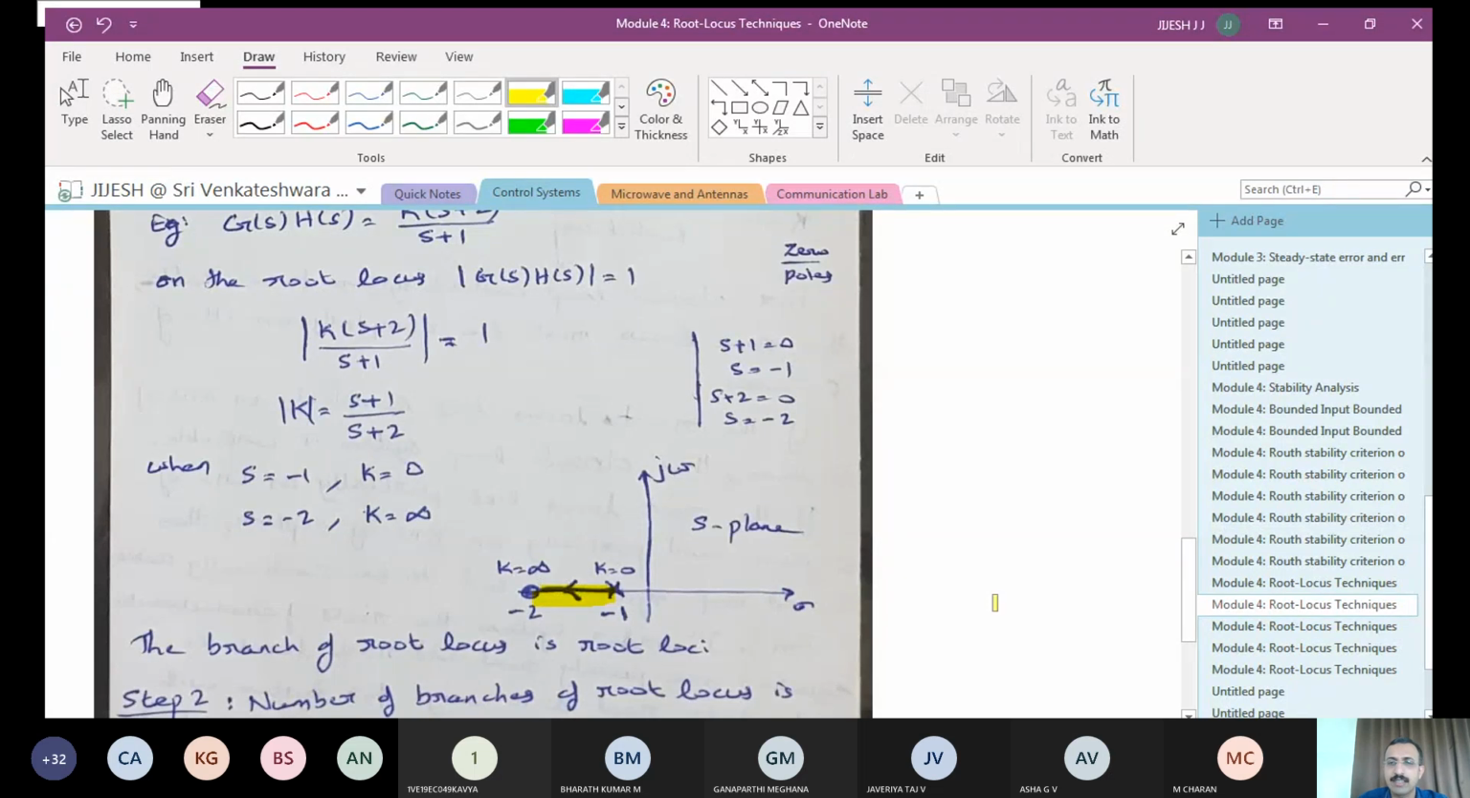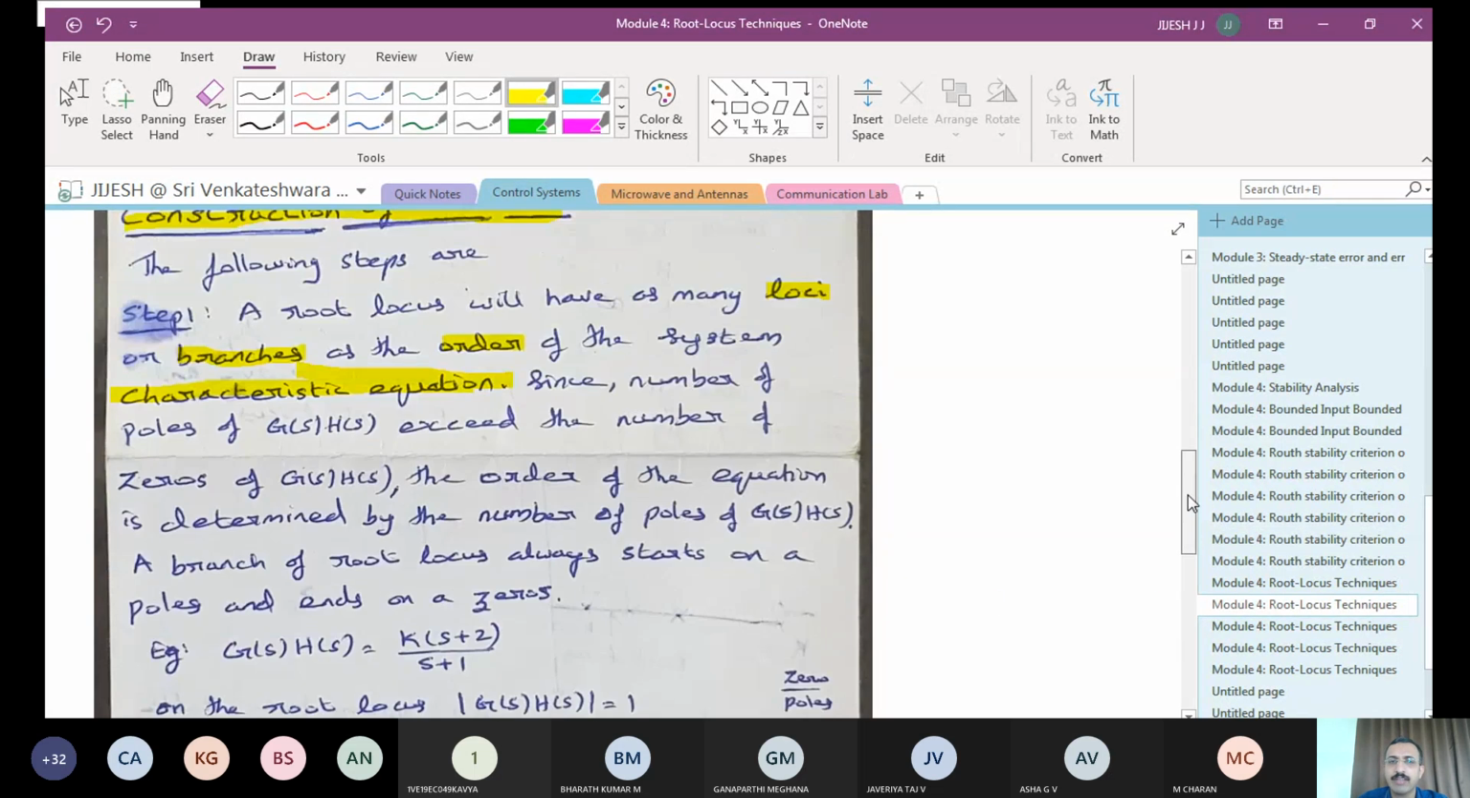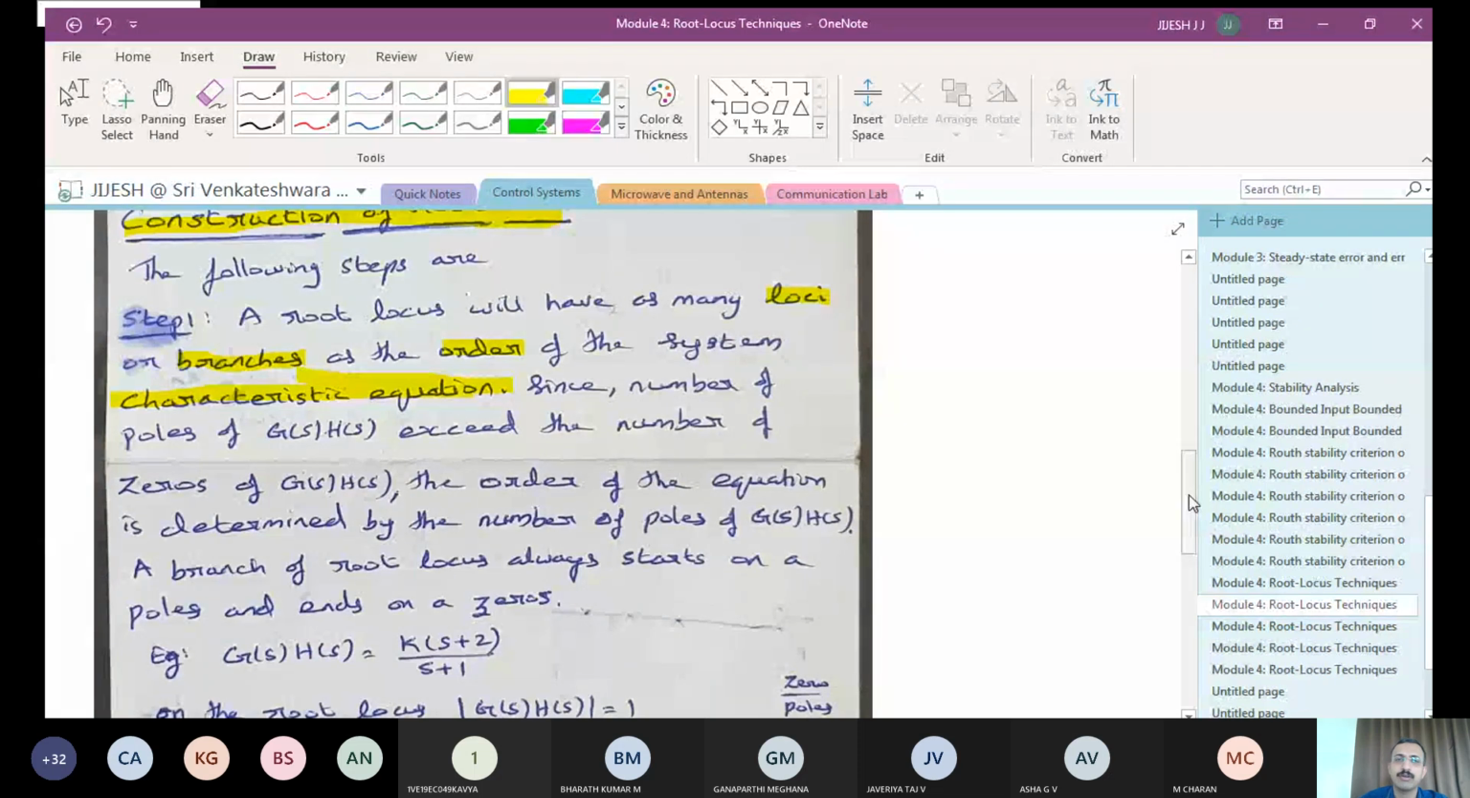So if you are going with a single order system, you will be having one branch. If you have a second order system, you will be having two branches. So as per the order of the system characteristic equation, you can say how many branches there will be. Since the number of poles of G(s)H(s) exceeds the number of zeros of G(s)H(s), the order of the equation is determined by the number of poles of G(s)H(s).